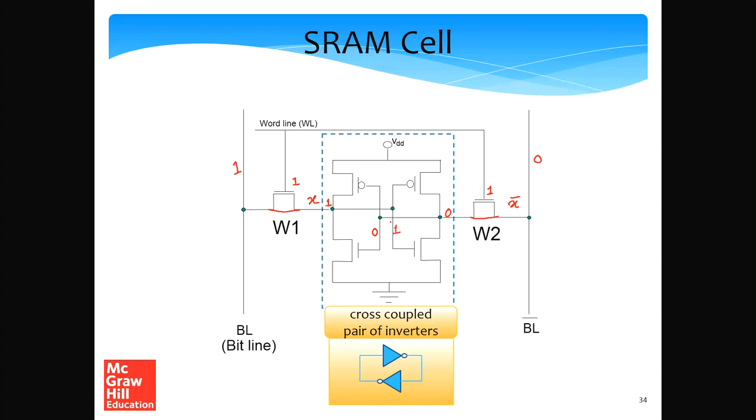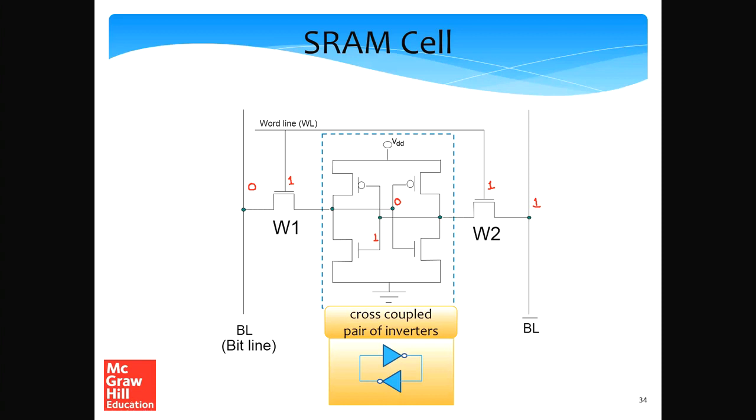Similarly, if you want to save 0 in the 4 transistor SRAM cell, in the 4 transistor cross coupled pair of inverters, we need to set the word lines to 1 to enable the SRAM cell. Then we need to store a 0 over here: drive the bit line BL to a 0, and BL bar we need to drive to a 1. So that will set the voltages at these points to 0 and the voltages at these points to 1. So writing is easy, reading is also easy.